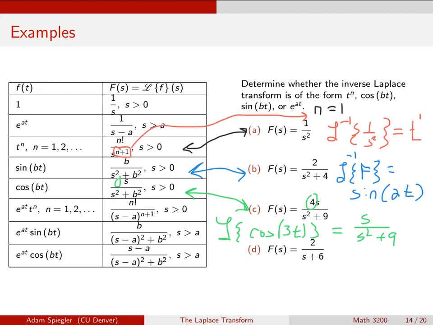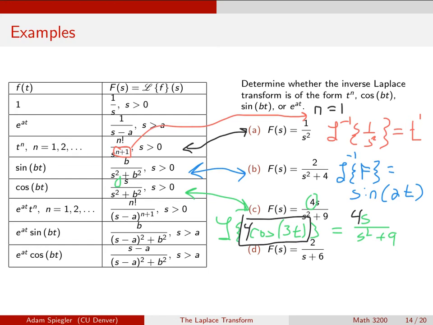But remember that we know from properties of the Laplace transform, if I were to put a 4 inside of here, then it would just come out over here. And now we have a perfect match for capital F. So since applying the Laplace transform to 4 cosine of 3t gives me 4s over s squared plus 9, therefore the inverse Laplace transform of this function in C would be 4 cosine of 3t.